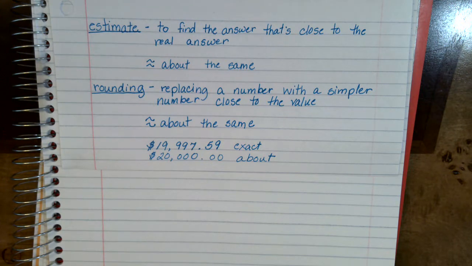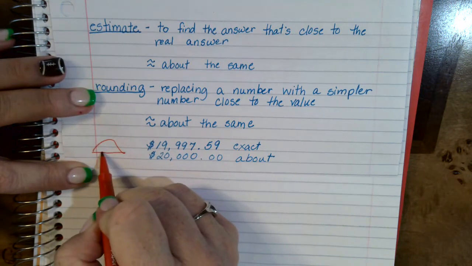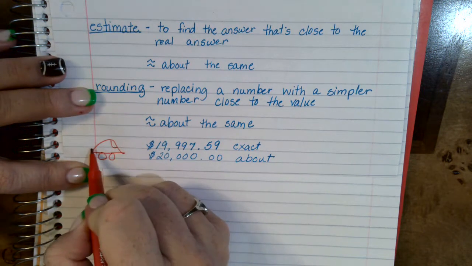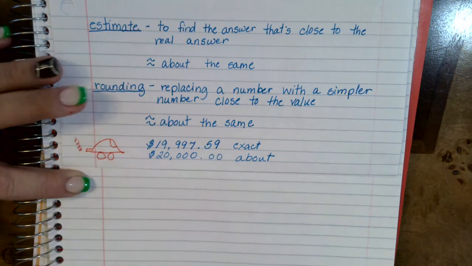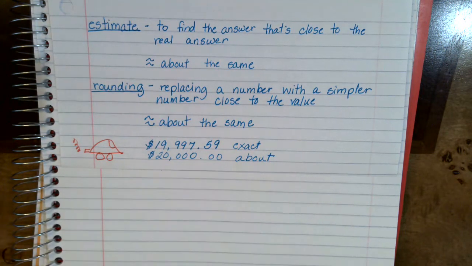For instance, if a car cost $19,997.59 exactly, here's my funky little car, we would say that it costs about $20,000. This helps us add and subtract numbers quickly and use numbers in the real world by making them simpler. It gives us a handy way to estimate the real answers.